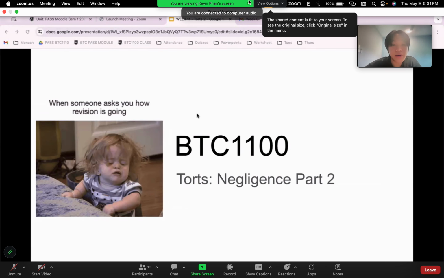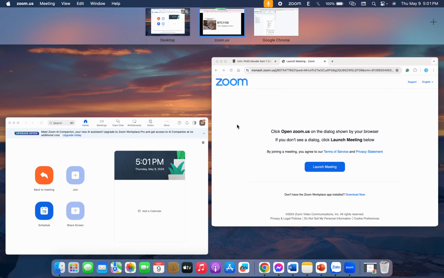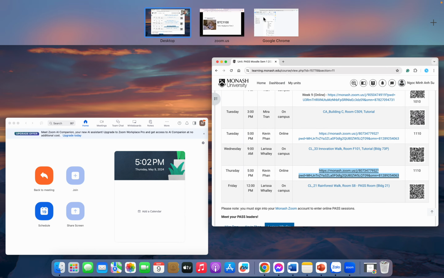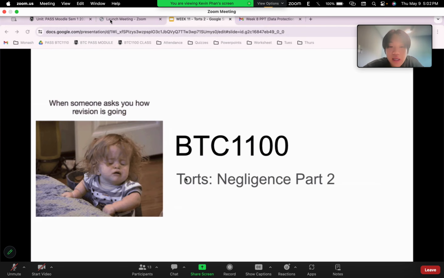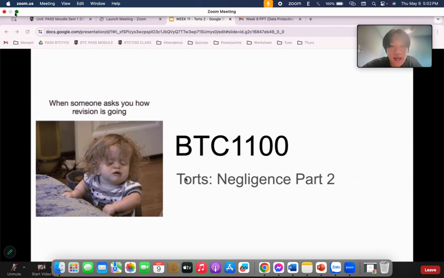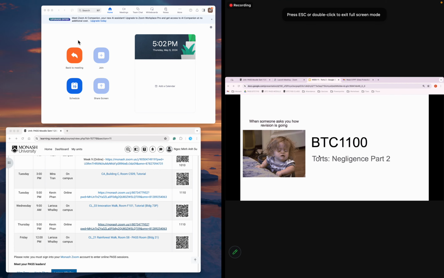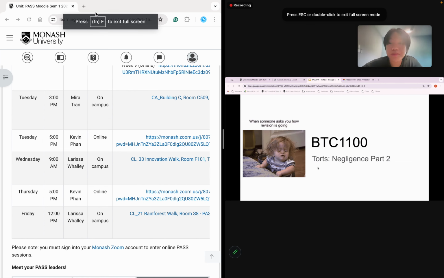You'll find there's a lot of similarities between this week and last week, with only slight differences, but it's enough differences for it to be a whole different topic itself. So this week in particular, we look at negligence again, within the realm of tort law, but we look at pure economic loss.